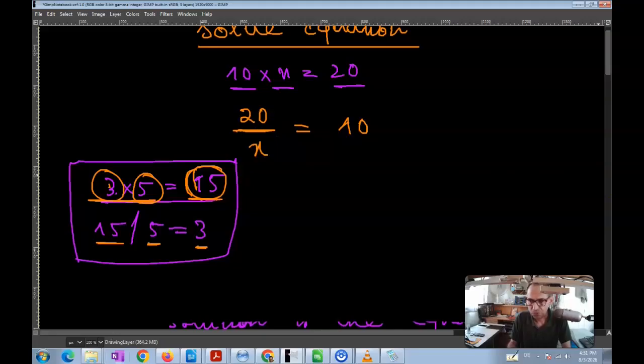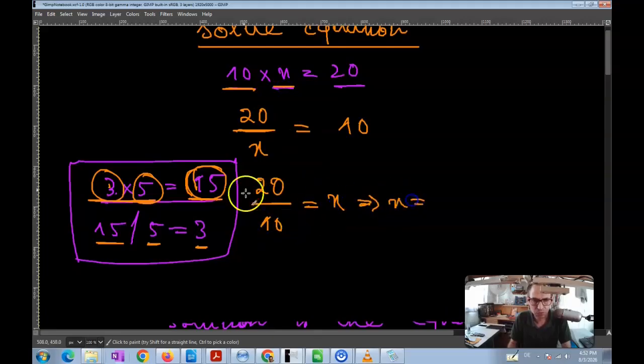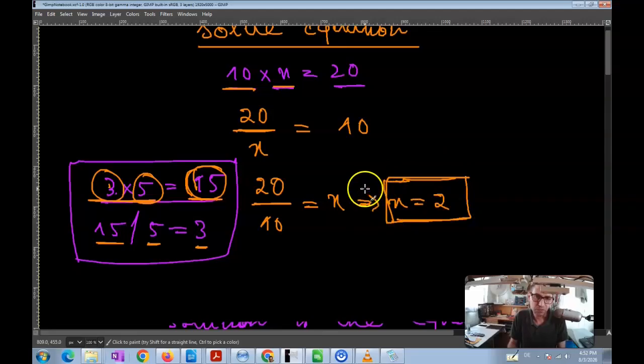So what I'm going to do is write the other variation, meaning that 20 has to go to the numerator anyway, but in the denominator I'm going to divide by the 10, and that's equal to the other number, which is x. So we know that 20 divided by 10 is equal to 2, and that way we know that x is equal to 2, right? So this is essentially how you would solve an equation.